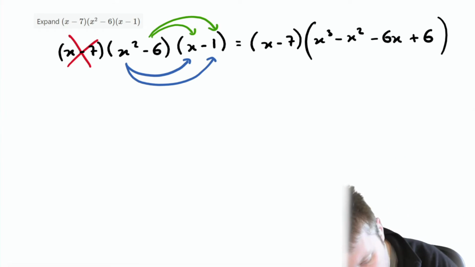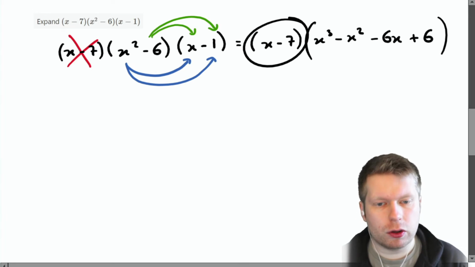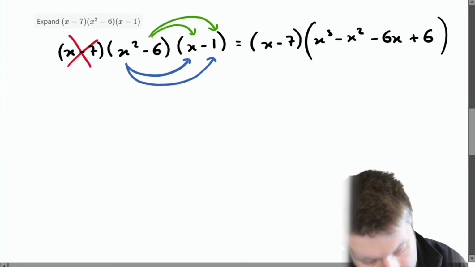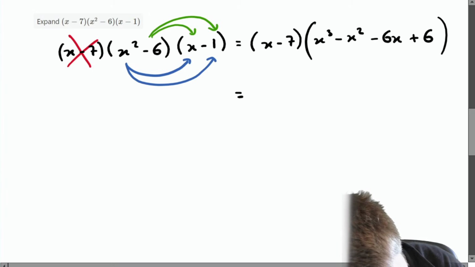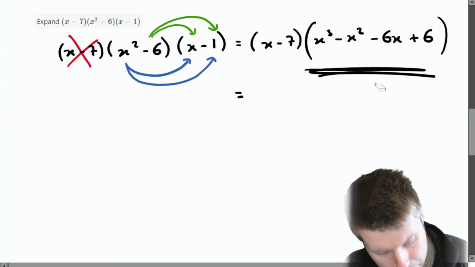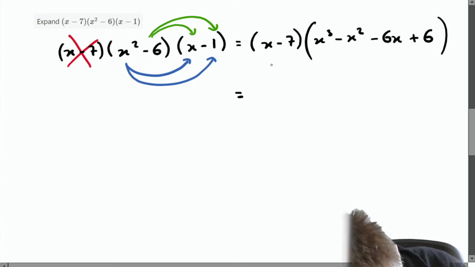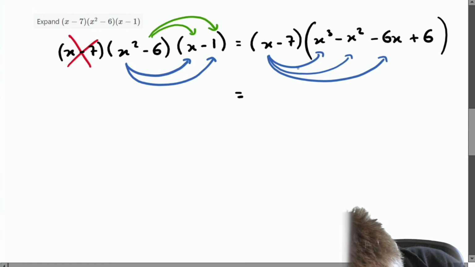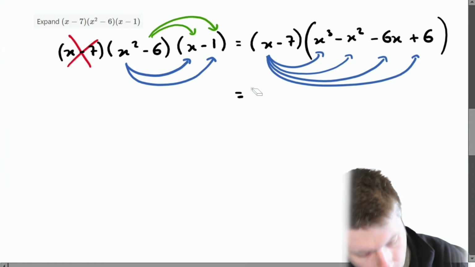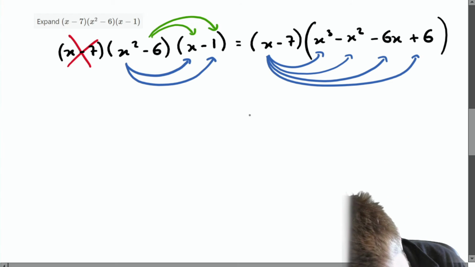Now I just need to go back and look at the x minus 7 and make sure that gets distributed over everything in this set of brackets now. Okay. So let's go forth. So we've got x, and that needs to meet up with everything in that second set of brackets. Okay, so there's 4 things it gets distributed over. So let's do it.